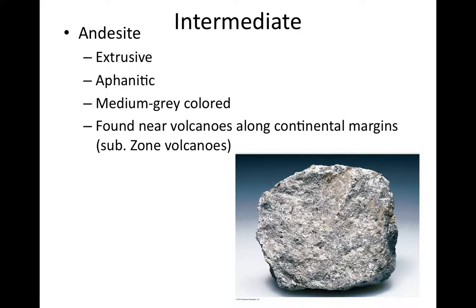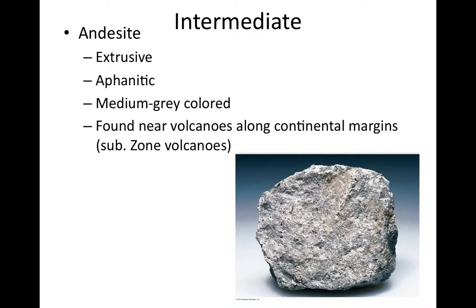Next, we're going to look at intermediate igneous rocks, those with the intermediate composition. The most common is andesite. It's an extrusive igneous rock with an aphanitic texture, medium gray in color. It's mostly found along subduction zone volcanoes. So you can find this in Japan, in the Andes, in the Cascades of Washington and Oregon.